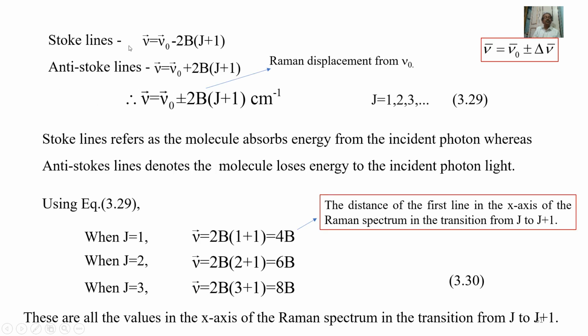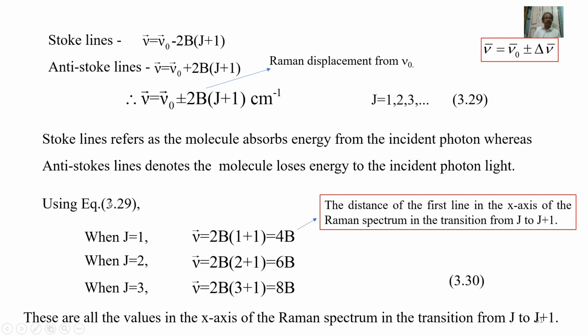So the Stokes line represents nu equals nu naught minus 2B times (J plus 1), and the anti-Stokes line represents nu equals nu naught plus 2B times (J plus 1). So put together we can write nu equals nu naught plus or minus 2B times (J plus 1) per centimeter. And this term represents a Raman displacement from nu naught, where J equals 1, 2, 3, and this gives equation 3.29. Stokes lines arise as the molecule absorbs energy from the incident photon, whereas the anti-Stokes lines denote the molecule loses energy to the incident photon light.